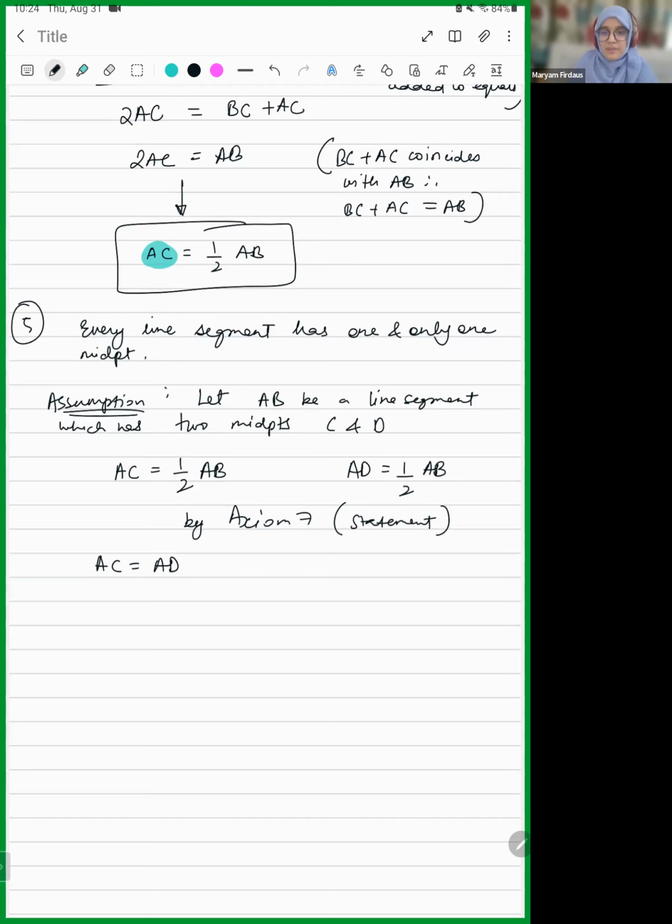And now, since AC is equal to AD, that means they are both coinciding, right? That means C and D are the same point. Okay, so therefore, there is a unique midpoint. That means the midpoint is just one.